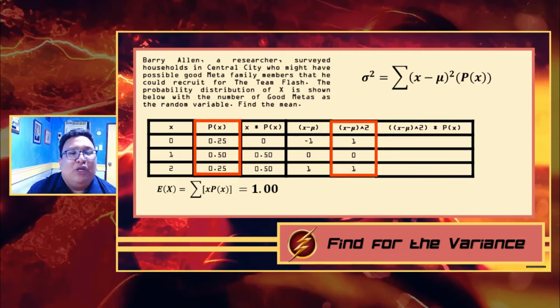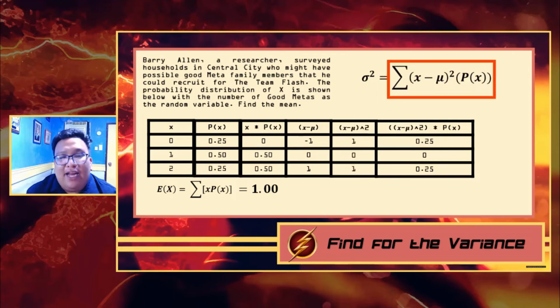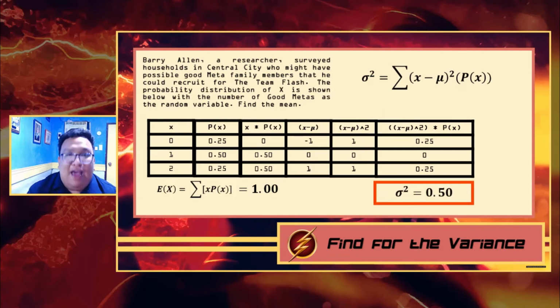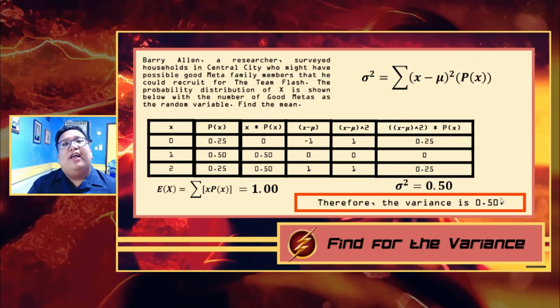Right? One by one. So, we have 0.25 times 1. That is 0.25. Then, we have 0.50 times 0. That is 0. Okay? And then, we have 0.25 times 1. That is 0.25. Alright? Then, adding all of these, because in our formula we have summation. Just like the previous one, we're just going to add the last column, and that will be 0.5. Therefore, the variance is 0.5.